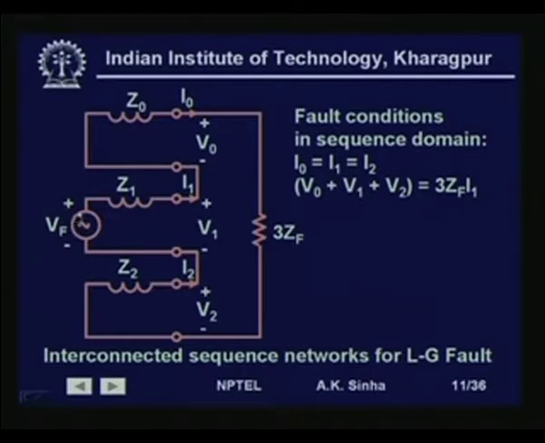Now, we have V0 plus V1 plus V2 equal to 3 times ZF into I1. Since Vf is the only voltage source and I1 is the current flowing here, and I1 is equal to I0, which is equal to I2, it shows that we are going to have a series connection between them, and V0 plus V1 plus V2 is equal to 3 times ZF into I0 or I1. So, this is going to give us the final connection between the sequence networks. So, this is what we get. The 3 sequence networks are connected in series with an impedance 3 ZF connected in series with this.